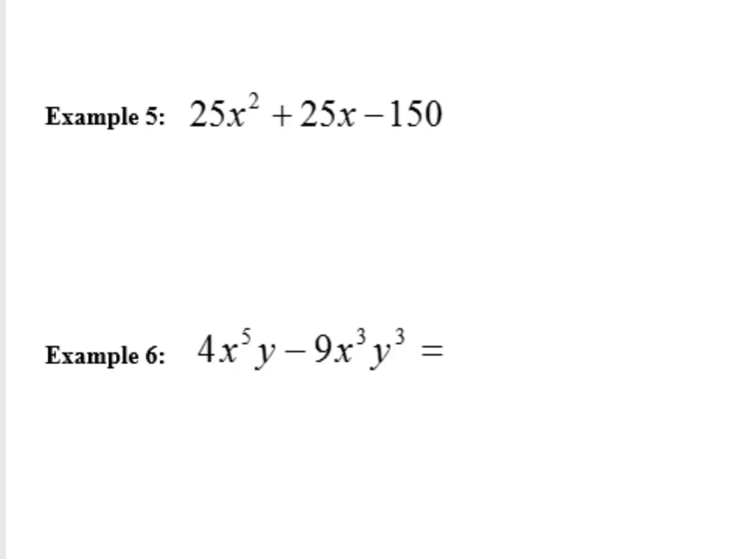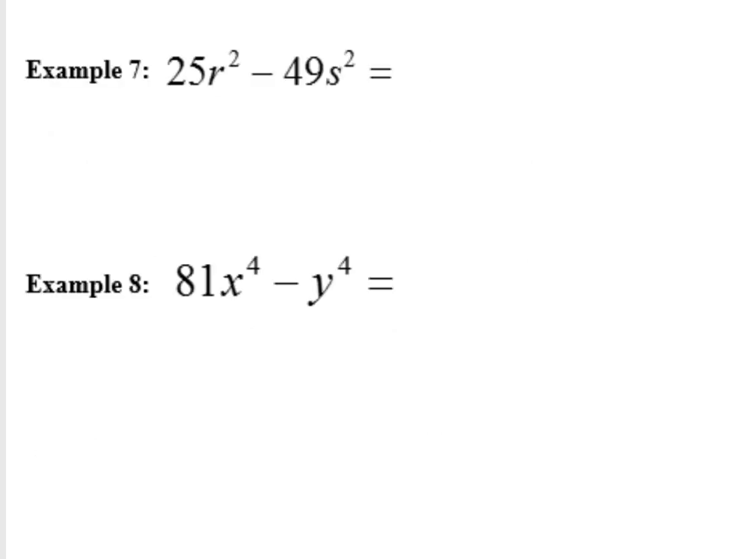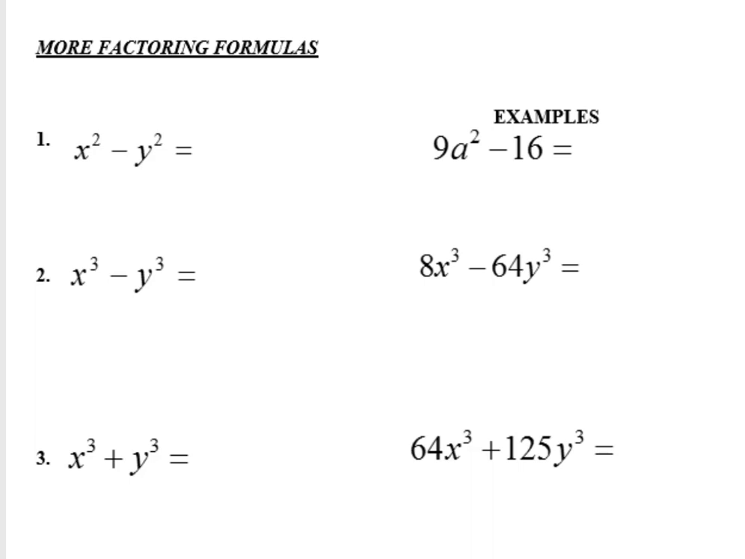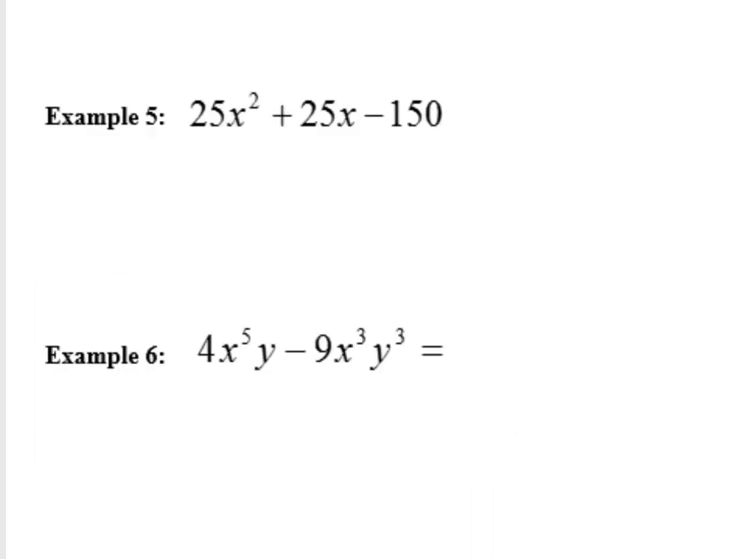So looking at the next example that I want to look at, it's going to be example 6 in your notes, which is 4x to the 5th y minus 9x to the 3rd y cubed. The first thing we can do is factor out a y and an x cubed from each one, because that's going to be our GCF. So when we factor out an x cubed y from each term, what we're left with is 4x squared minus 9y squared.